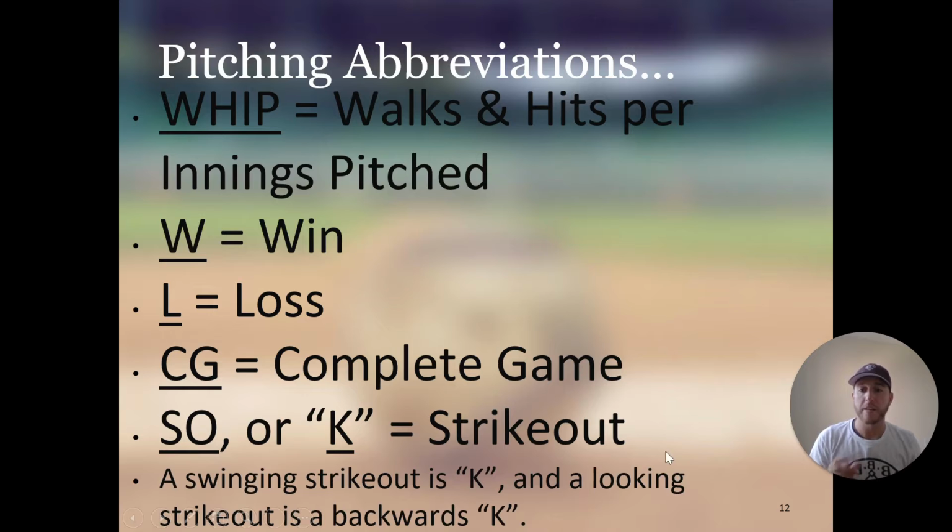So a little fun fact, a swinging strikeout is a forwards K or a regular K, and a looking strikeout is a backwards K. So that's when a pitcher is having a really good game in the major leagues and you look up into the stands and somebody's hanging Ks and some of them are forwards and some of them are backwards. The forwards ones are swinging, when the batters swung and they struck out. The backwards ones are looking, when the pitcher just threw strike 3 and the batter didn't swing. So a little fun fact for you there.